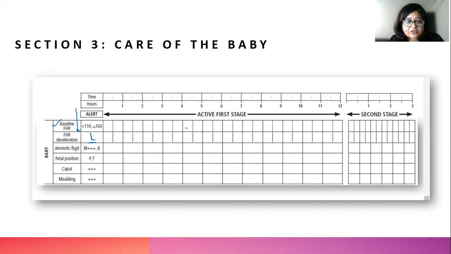Okay, amniotic fluid, you need to use the same as what we used in the old partograph. If it's clear liquor, use C. If it is meconium, use M. If it is blood stained, use B. Fetal position, is it occipito posterior or occipito transverse, are bad. Anterior is good, so it's occipito anterior, it's good. Caput and molding, these were all there in the previous partograph also, and if it's 3+, it is an alert finding.